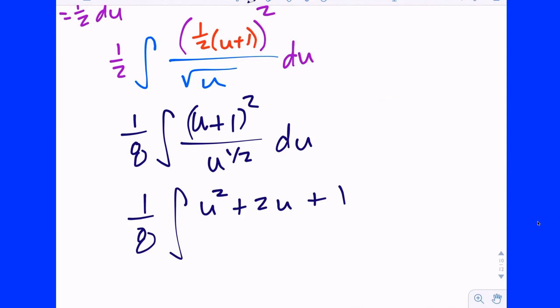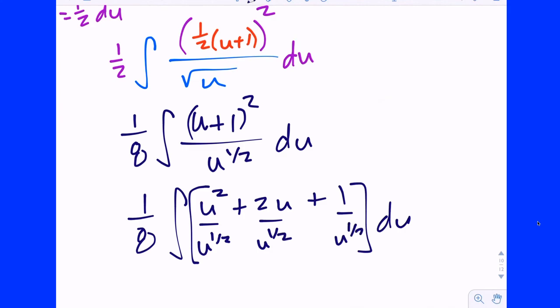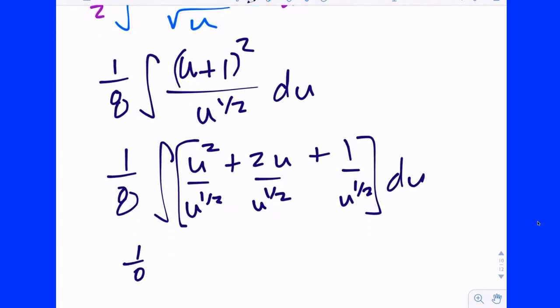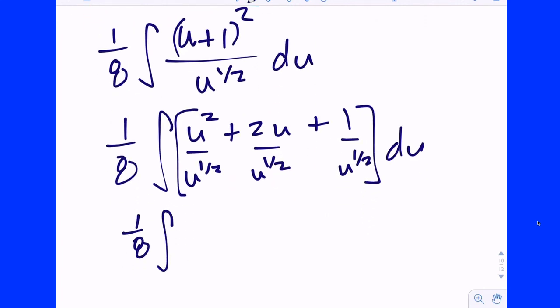But what's going to be required then, like in the early stages of our integration, you're going to have to split up every term and put them over the denominator. Or some people prefer to bring the u to the 1/2 to the top and then distribute it through to each term and add exponents. Either way, it's fine, as long as you get the same values. Now notice we haven't integrated yet. We're still in the process of cooking dinner and setting the table. It's not time to eat yet.